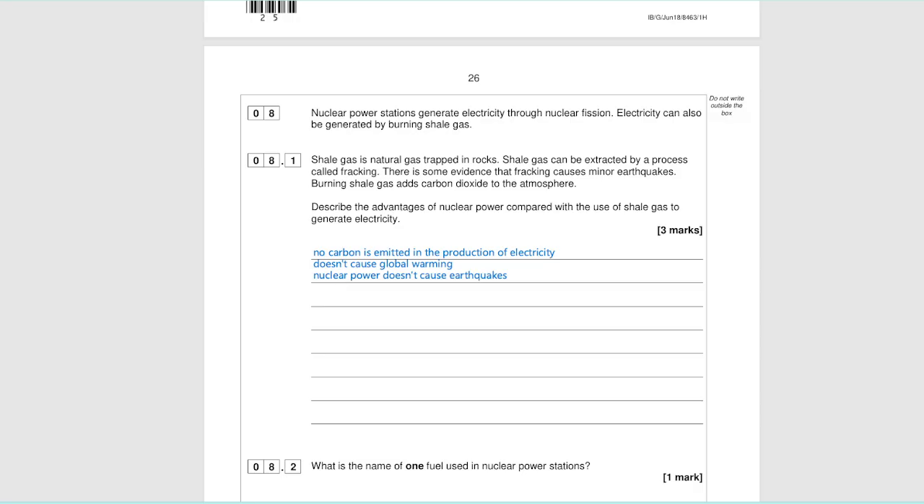And I'll be honest, I just copied the points from the mark scheme here because they're very easy, and the mark scheme's formatting was actually good, which is a surprise from AQA. And this is due to advantages of nuclear power being that no carbon is emitted in the production of electricity, it doesn't cause global warming, and nuclear power doesn't cause earthquakes, all of which is bad and is quite often caused by fracking, with there being evidence that fracking does cause earthquakes.